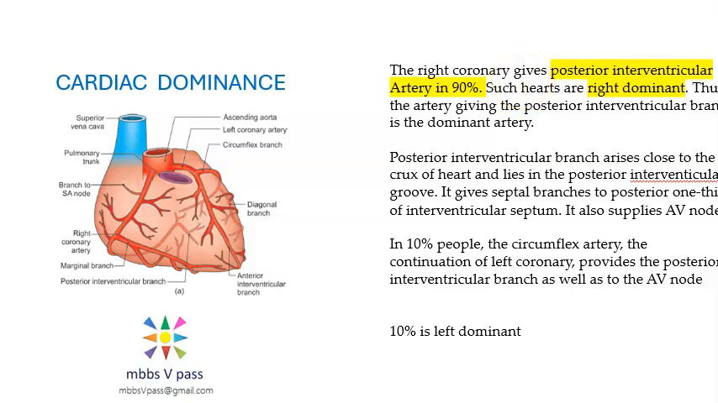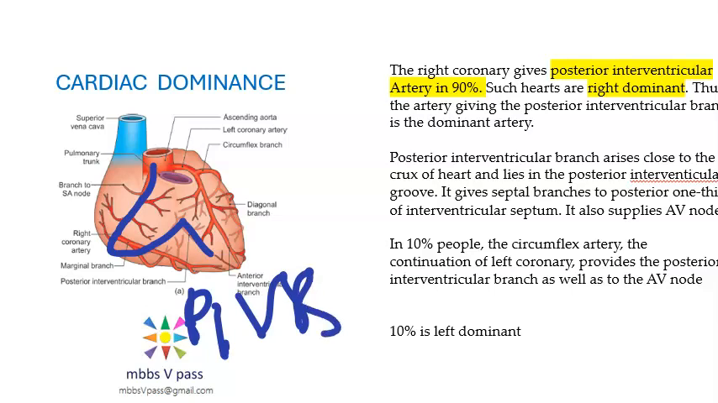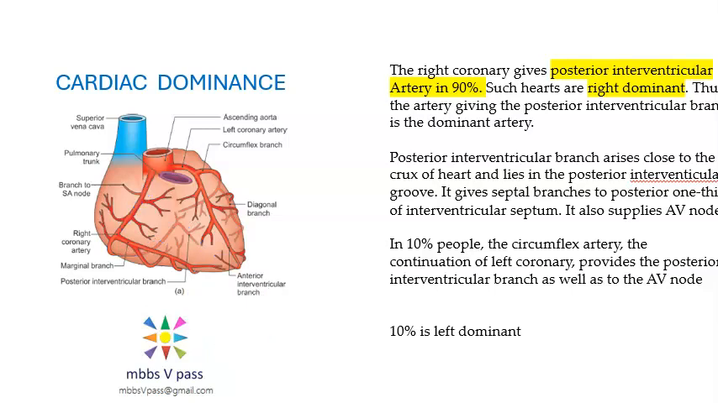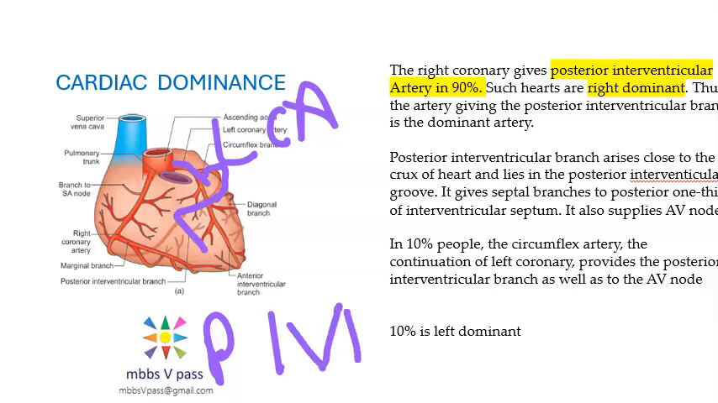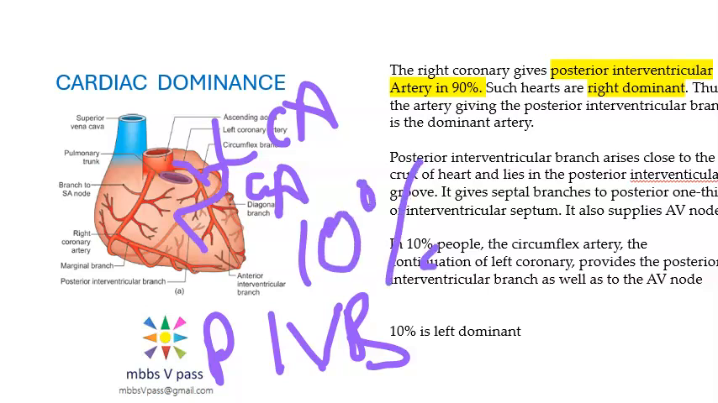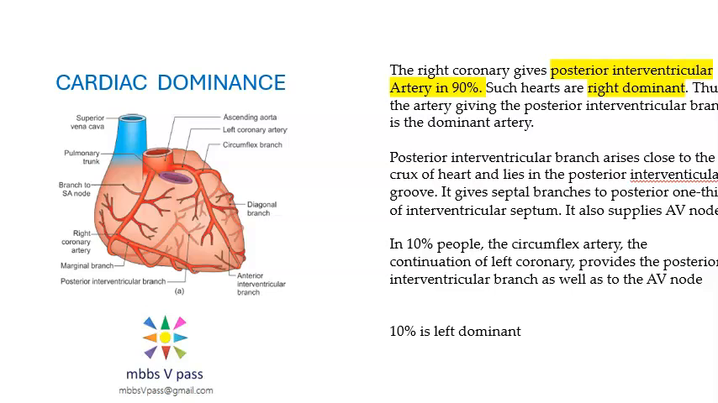In the right dominance, you can see it is directly the right coronary artery which is giving the posterior interventricular branch. But on the left side, it is the left coronary artery which has a circumflex branch. Through the circumflex branch, you have the posterior interventricular branch. So whoever has this posterior interventricular branch coming from the circumflex artery of the left coronary artery, they will be left dominant, and this is 10% of people. So cardiac dominance in maximum people is from the right side, the right coronary artery.